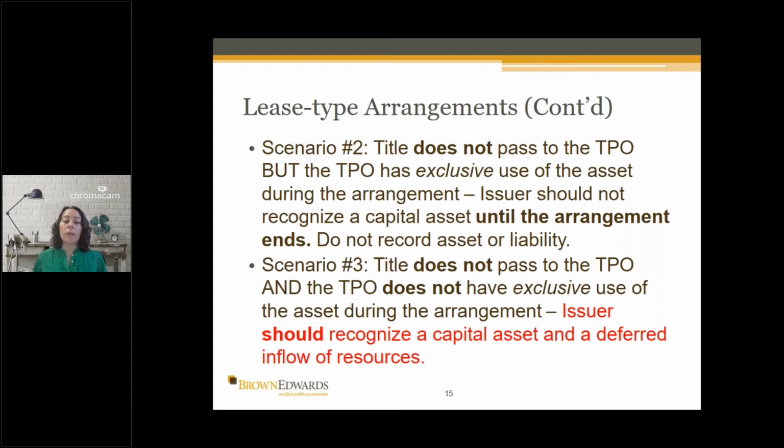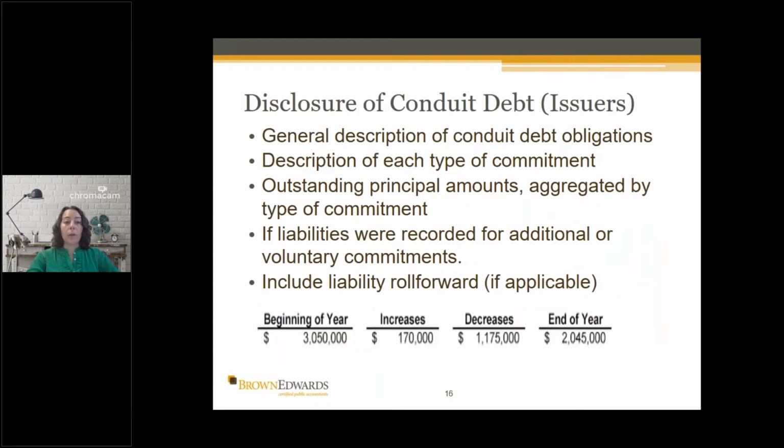Scenario 3 is title does not pass to the third party and the third party does not have exclusive use of the asset during the arrangement. In scenario number 3, then, the issuer should recognize a capital asset and an offsetting deferred inflow of resources. So in scenario 2 or 3, you could have a situation in which you will need, with the implementation of GASB 91, to do a restatement and a disclosure.